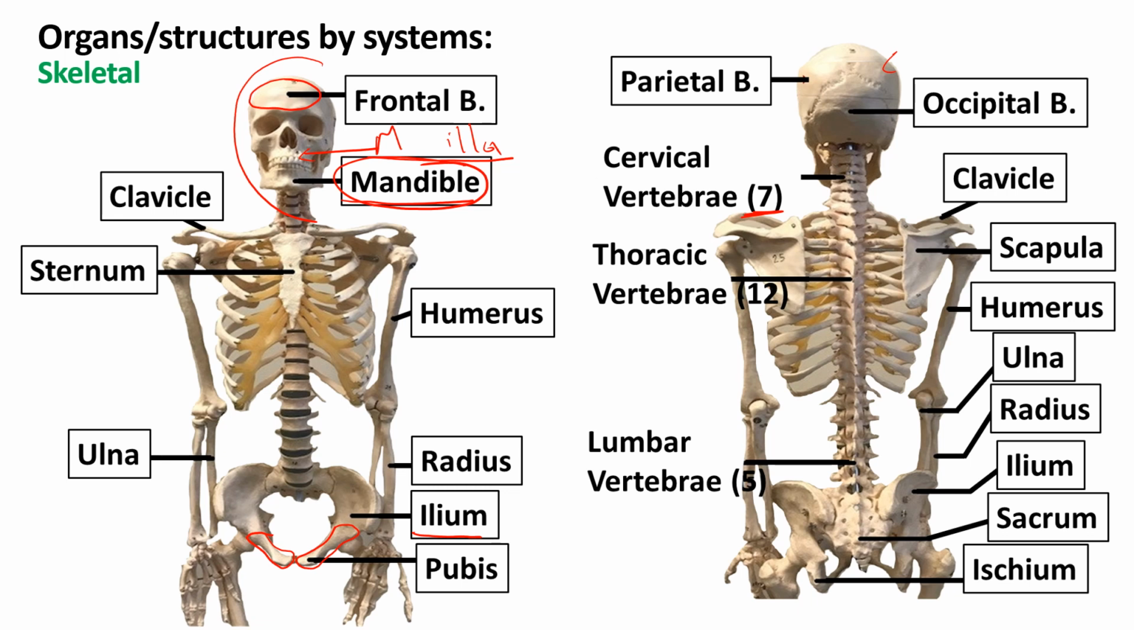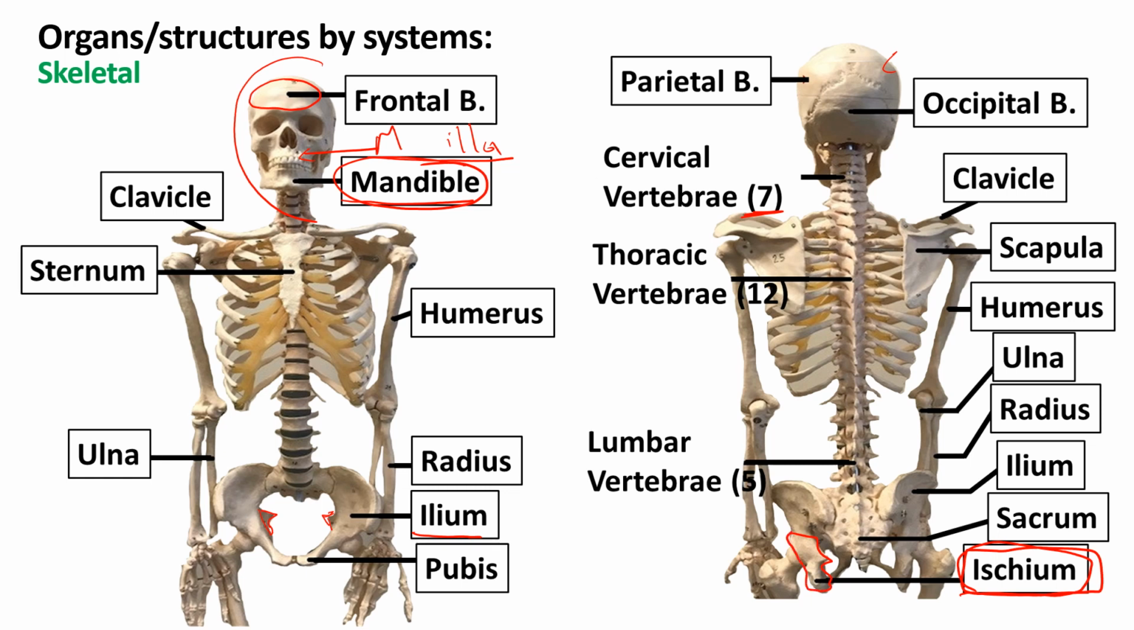Pubis bone. Now you might see just a little portion, this little triangle that I'm drawing here. This little portion is part of the 3rd coxal bone, which is called the ischium. The ischium bone is more posterior, so it's going to be easy for you to identify if you look at this bone from the posterior view.